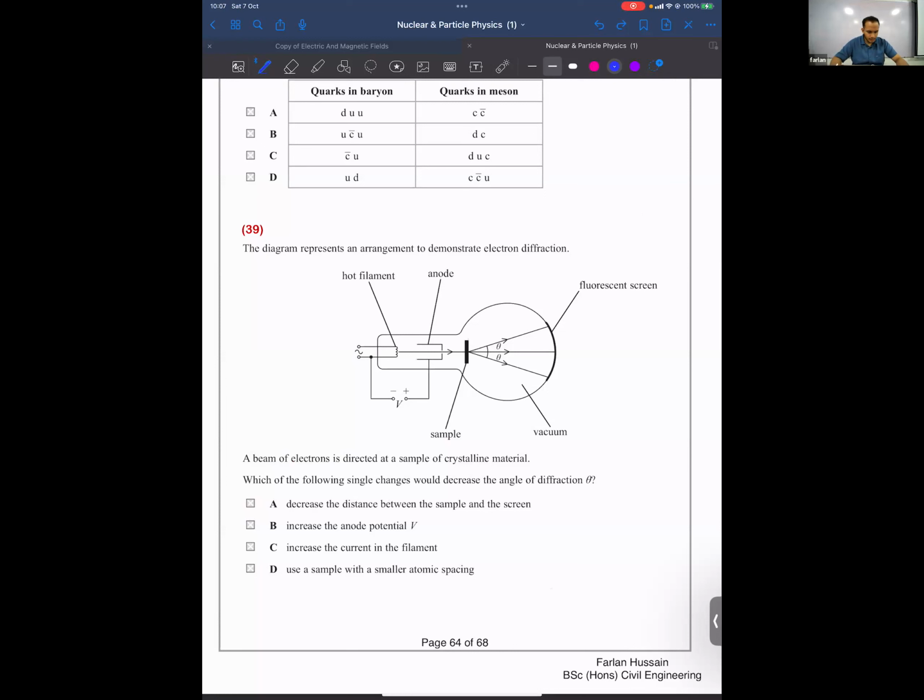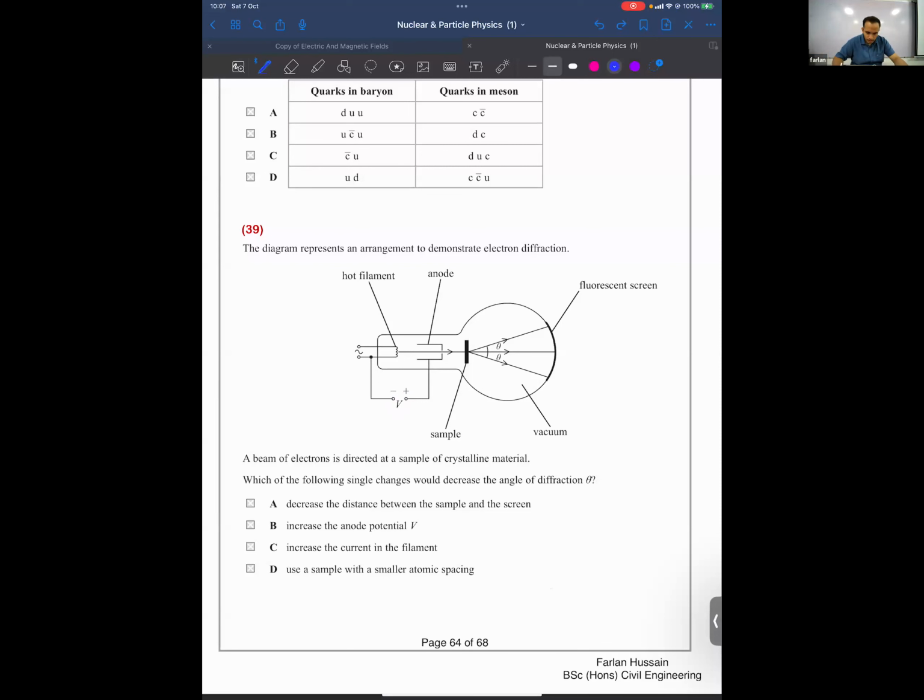Let's see. Increase the anode potential V. This one. That will increase the current and accelerate it more. Use a sample with a small atomic spacing. What is the answer? B. D. Hold on.